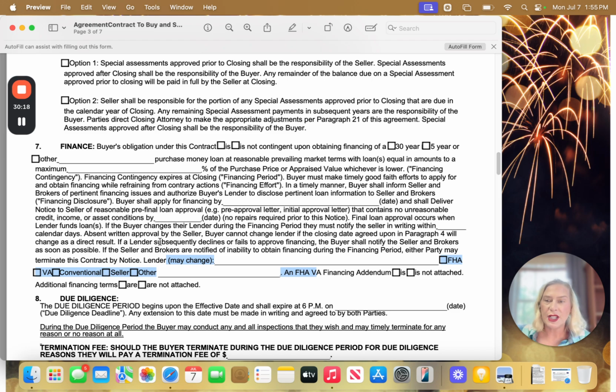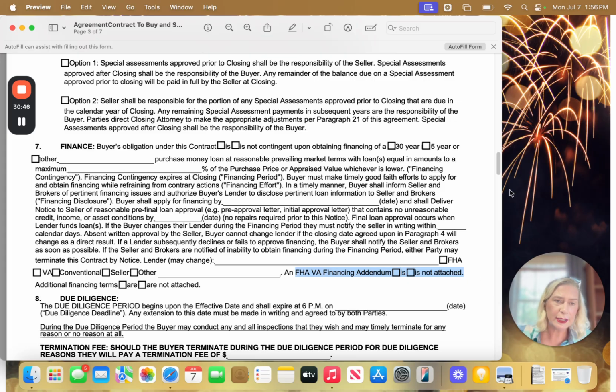Is it going to be an FHA, VA, conventional, or seller financing? An FHA, VA financing addendum is or is not attached. Traditionally, we do not attach them. We do have SCAR forms that will allow you to mark this and attach it. But if you do that, sometimes it's a waste of time because the lender is going to send you their own version of what they have for FHA or VA addendum.